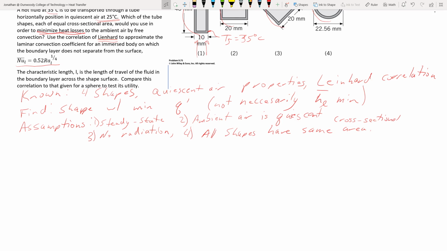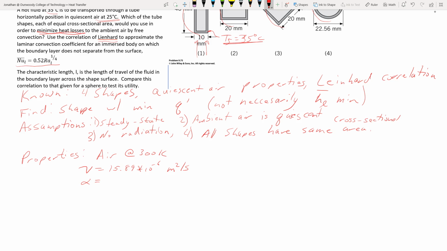So then if we go to our properties in the back of the book, we need a few things. From air, we're not told what the fluid inside of this is, but since we're at steady state, we can assume that we're close to that surface temperature being 35 C. So we're going to look at air at 300 Kelvin. It was really 298.15, but we'll call it 300. So we have nu. Doing that lookup, we get 15.89 times 10 to the negative 6 meters squared per second.